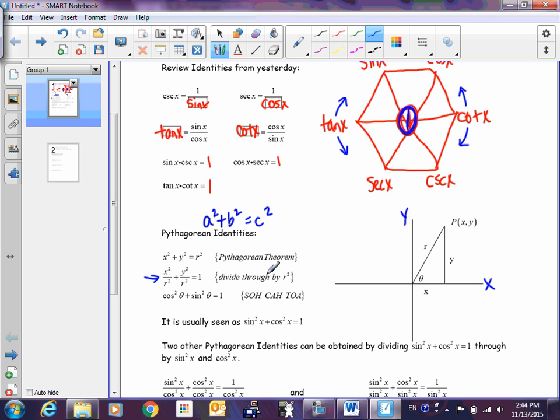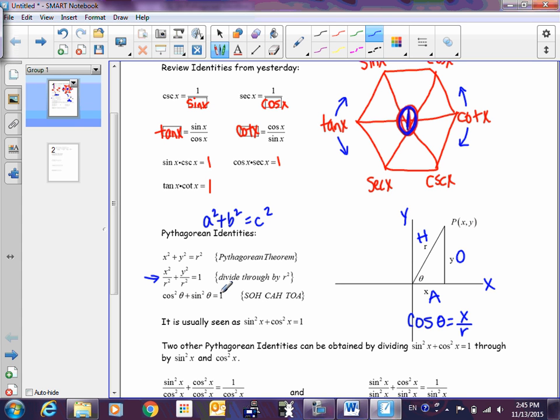We divided both sides by r squared. So on the right, r squared divided by r squared becomes a 1. Okay, now think about it like this. Cosine. What's the ratio for cosine? Using SOHCAHTOA. Adjacent over hypotenuse. X over r. So what we're going to do is we're going to replace x squared over r squared with cosine squared. And likewise, y is opposite, and we're going to replace y squared over r squared with sine squared.